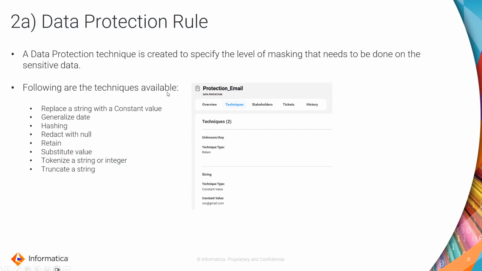The following are the techniques that are available to mask the data. First is to replace a string with a constant value, which is what I'm doing in today's example. Other options available are generalize date, hashing, redirect with null, retain, substitute a value, tokenize, or truncate strings. R&D might come up with more techniques in future, but for now, these are the techniques that they have provided.